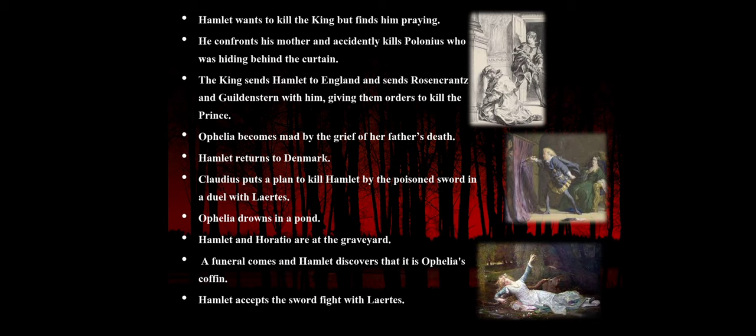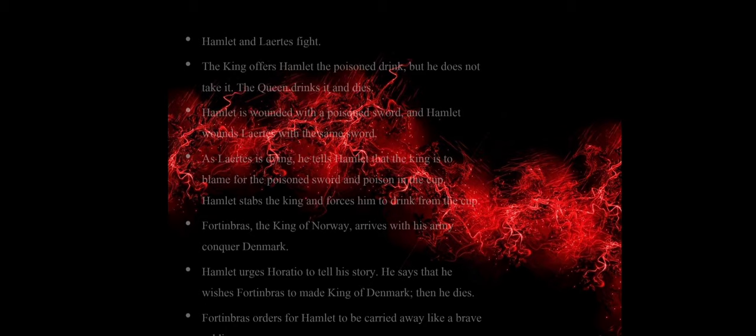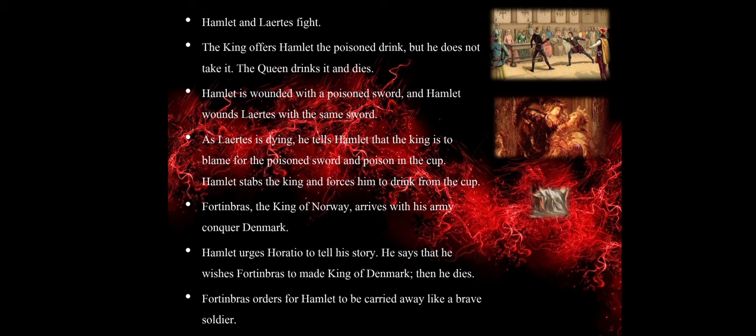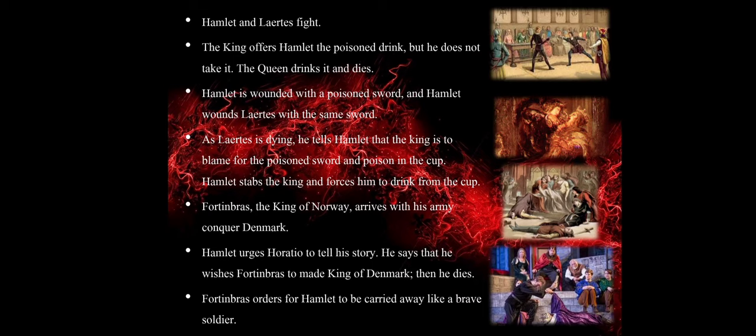Claudius organized a match between Hamlet and Laertes. Hamlet accepts the fight with Laertes. They were both holding swords. By the order of Claudius, Laertes' sword was poisoned. If Hamlet won without any wound, then they would offer him a poisoned drink. Everything was set up by Claudius to kill Hamlet.